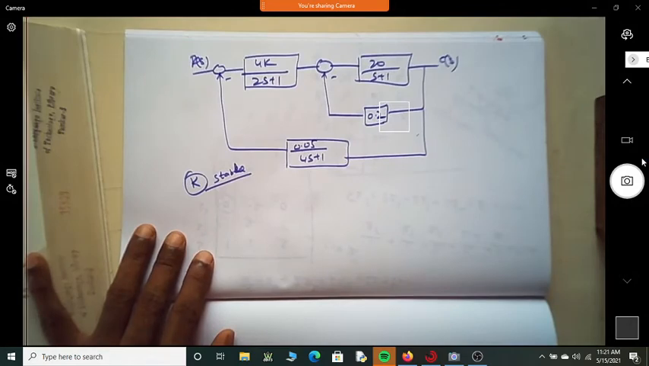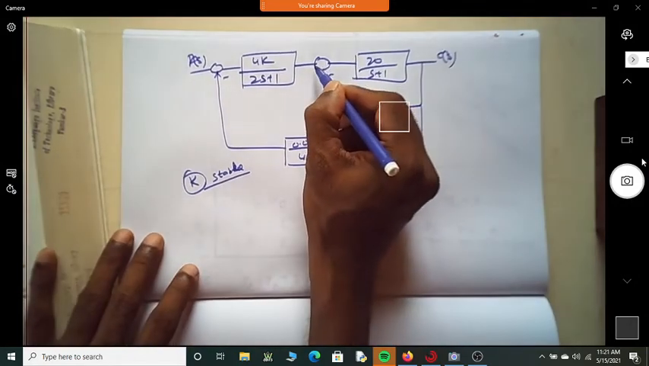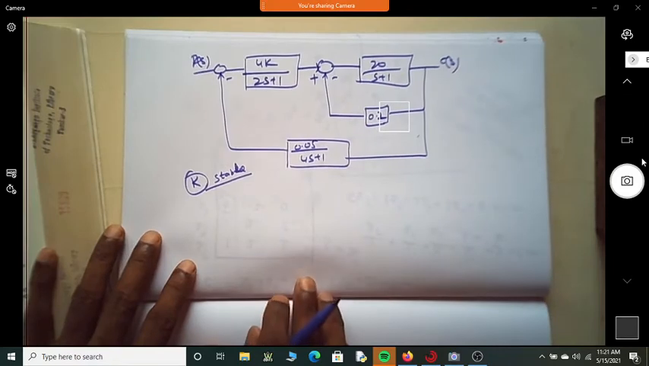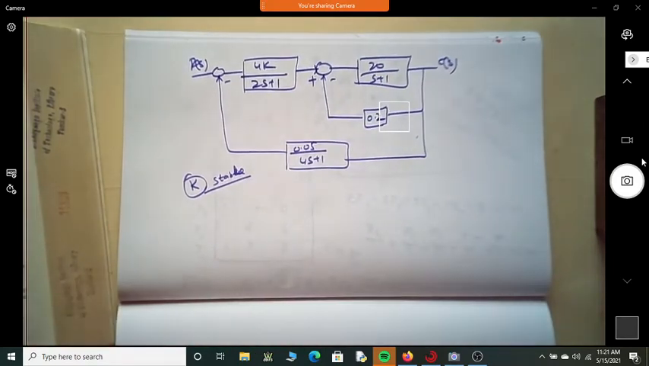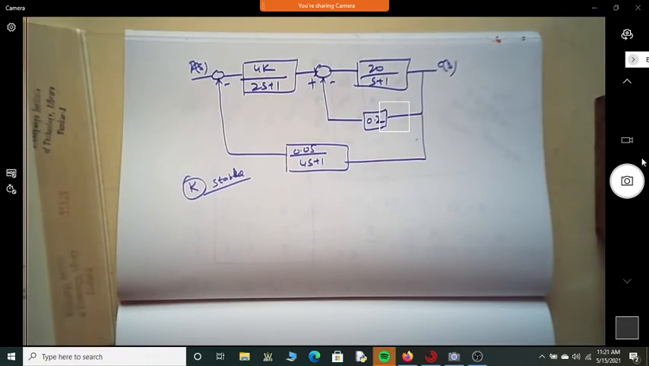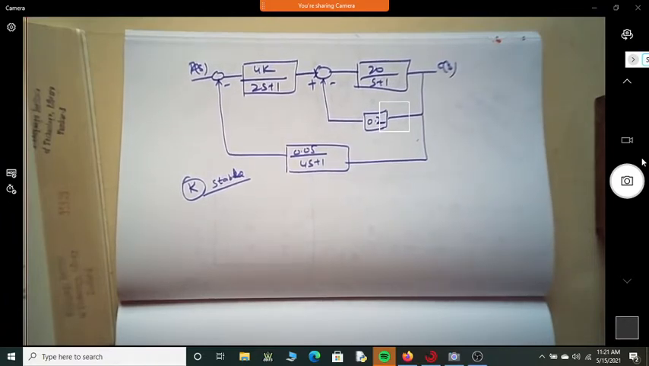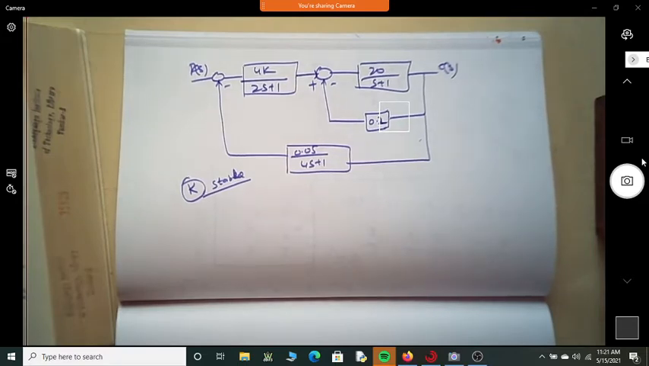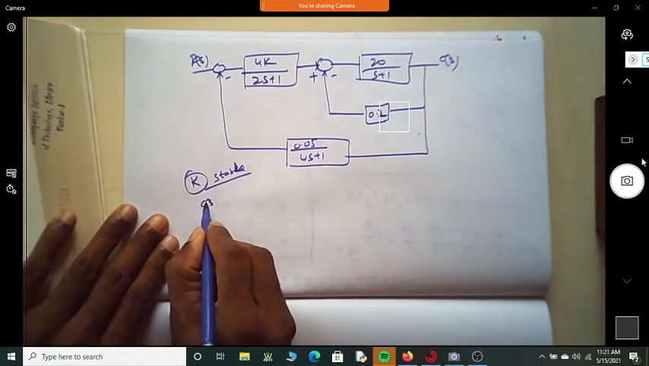There is a system given by this type of block diagram. You're asked to find the value of K so that system is stable. How do you proceed? What is required to know the stability of a system? Actually, what we need is the characteristic equation. So how do we get the characteristic equation? If you are able to get the closed loop transfer function, the denominator of the closed loop transfer function itself is the characteristic equation. Correct? So let us first find CFS by RFS. Correct?